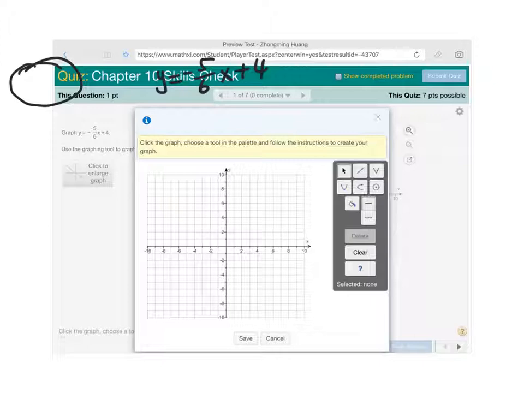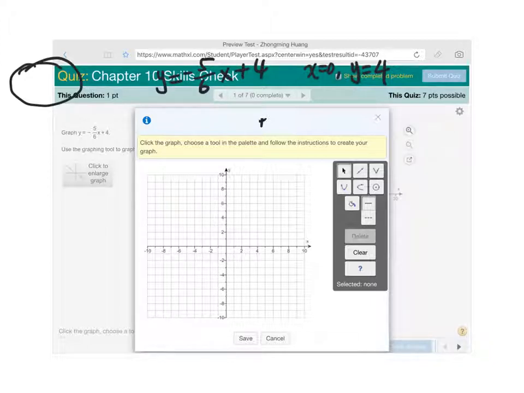The first point that I would like to find is how about pick a point when x is 0, you can find what the y value is, right? So when x is 0, obviously this whole term will be 0 because 0 times negative 5 over 6 is 0 and you're left with 4. So for that reason, when x is 0, y is 4.